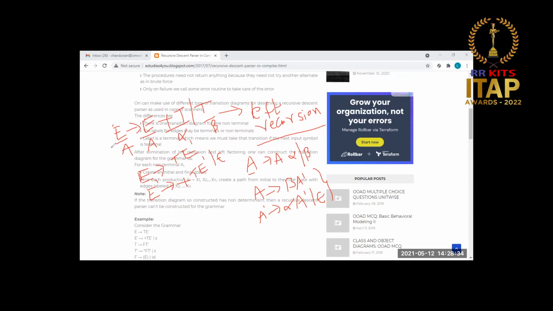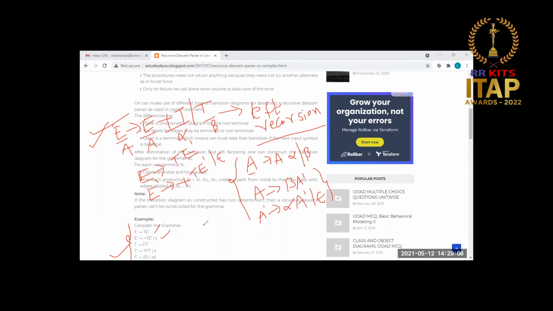Sometimes they will give the grammar like this, or they will give it directly after the elimination of left recursion. So you have to observe the grammar carefully, whether the grammar is given directly or indirectly. If it is given indirectly, then you have to apply the left recursion. So this is the formula for left recursion. After the elimination of left recursion, we got these two formulas: E tends to T E dash, and E dash tends to plus T E dash or epsilon.